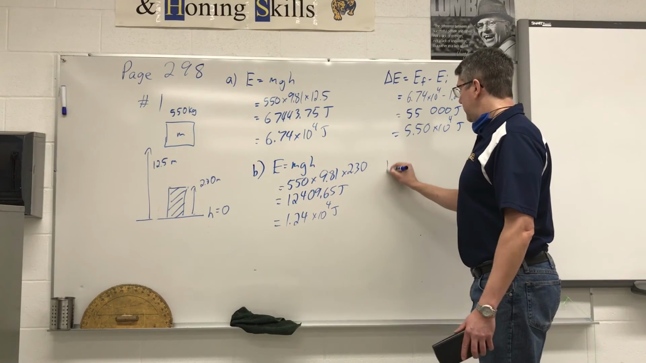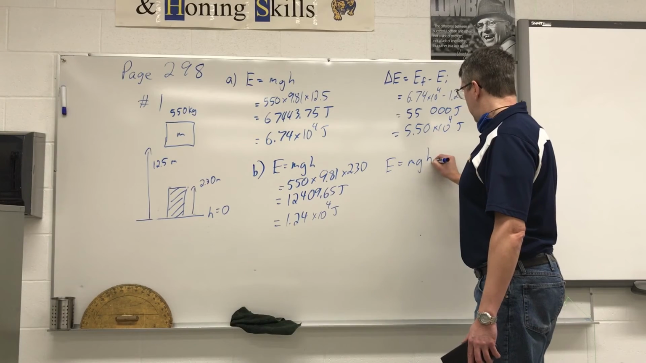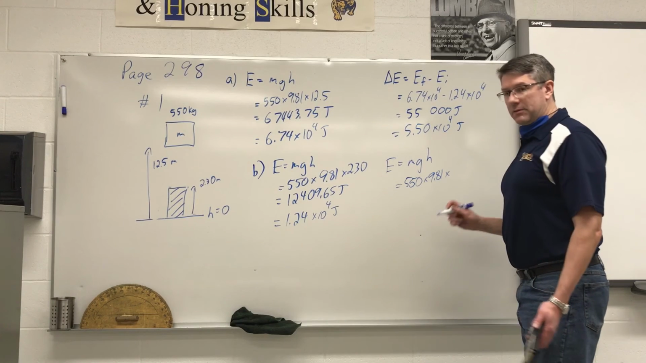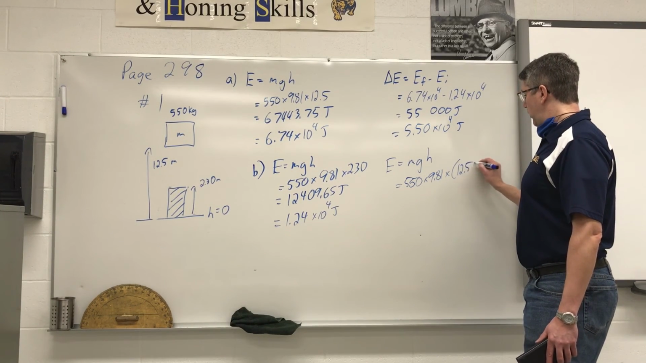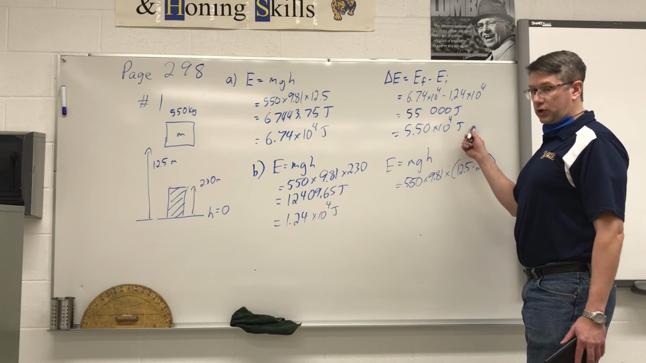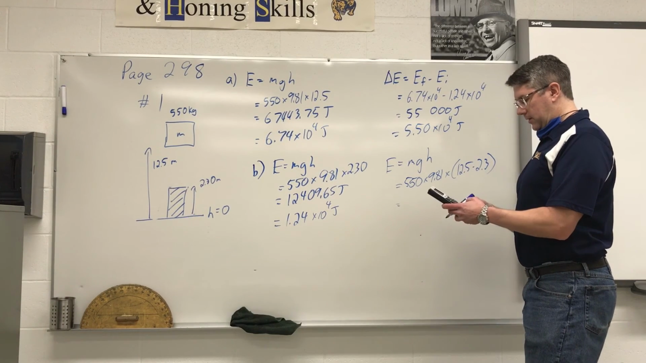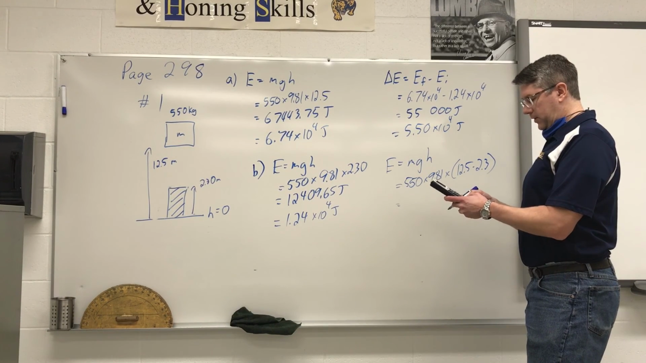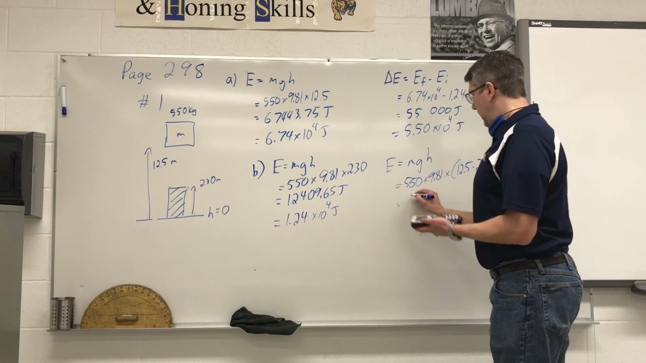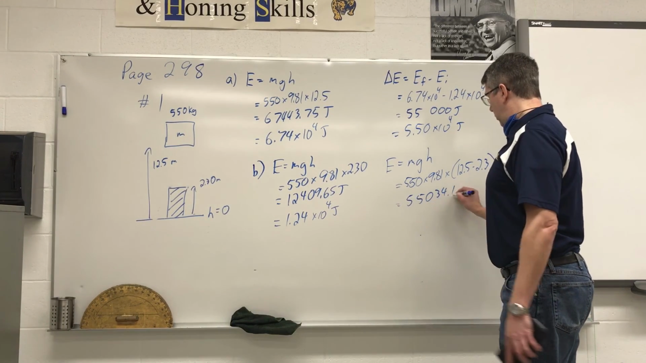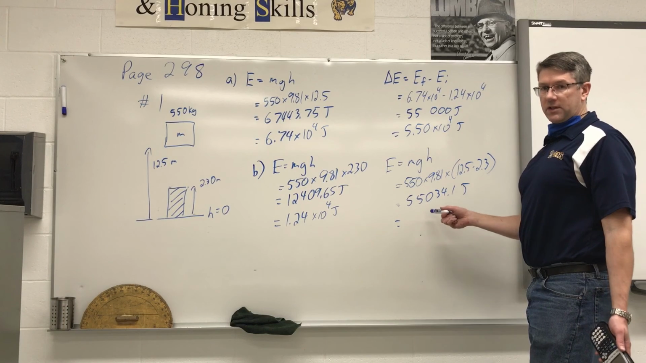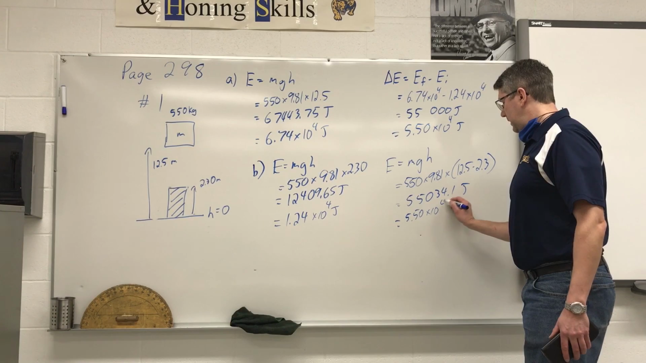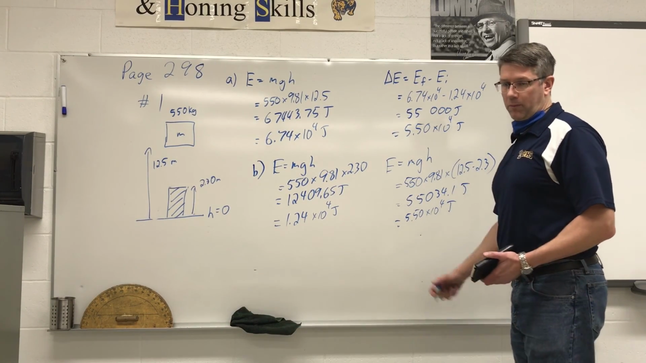Now, the other way we can do this is E equals mgh. So 550 times 9.81 times the change in height. So now we have 12.5 minus 2.3. We should get the same answer. So grab my calculator, 550 times 9.81 times brackets 12.5 minus 2.3, close brackets, equals, and we get 55034.1 joules. So obviously small rounding difference, and we get 5.50 times 10 to the power of 4 joules for both methods. Good.